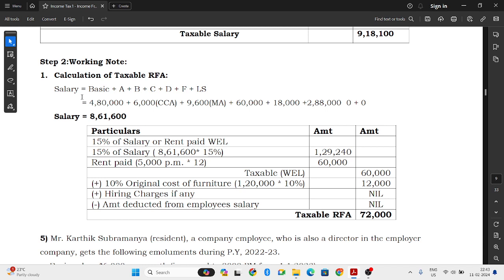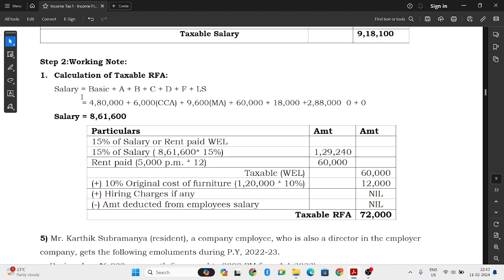First you have to compare 15% of the salary with rent paid. 15% of salary: 8,61,600 into 15% will be 1,29,240. The rent paid, they have told that the employer is paying 5,000 per month rent to the owner. So 5,000 per month into 12 months, if you calculate, it will be 60,000. Whichever is lesser out of these two, 60,000 is lesser.